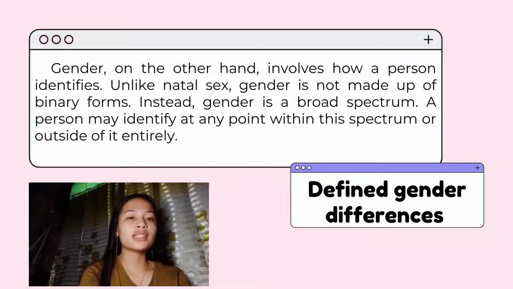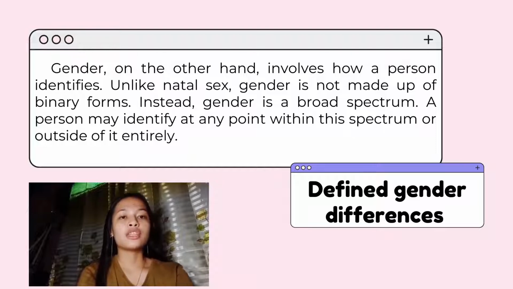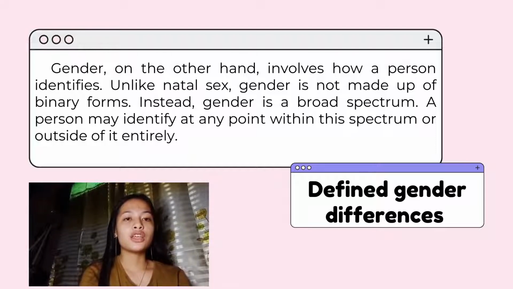Gender also exists as a social construct, as gender roles or norms. These are defined as socially constructed roles, behaviors, and attributes that a society considers appropriate for men and women.